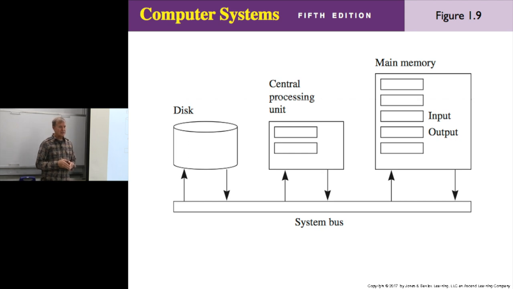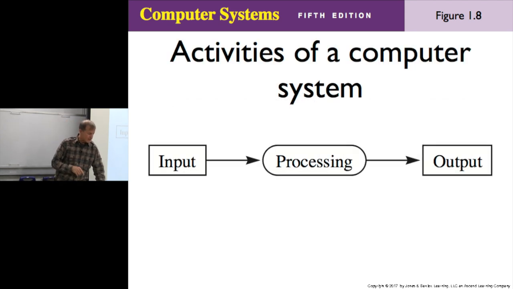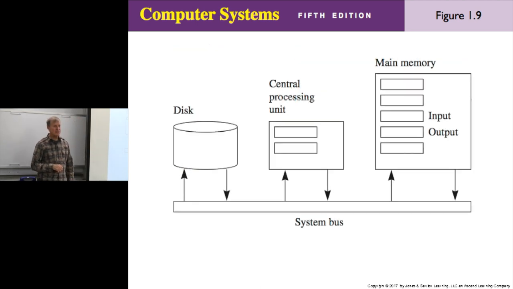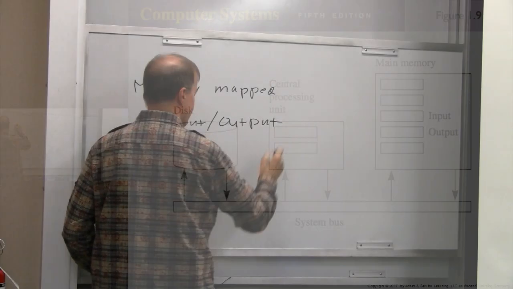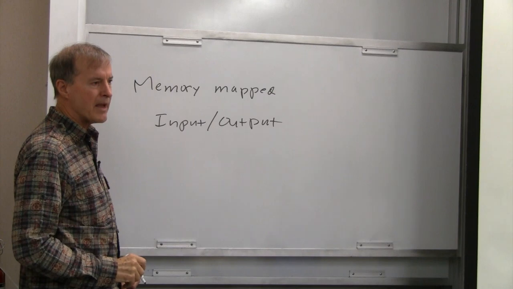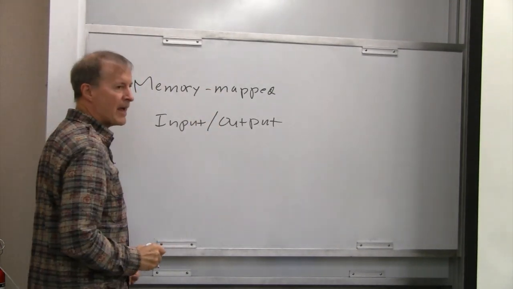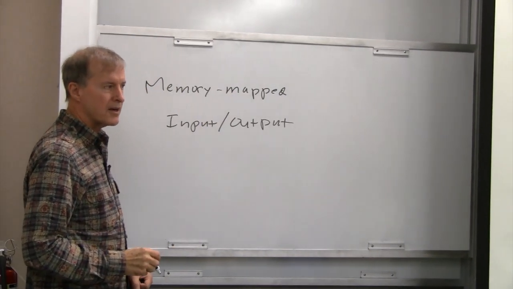Now, the question is, if we go back to here, this input, processing, output, every system has input and every system has output. Where are the input and the output in figure 1.9? Where does it look like it is? The main memory. It's actually wired into the main memory. Do you see what I mean? This concept is called memory mapped I/O, all right?